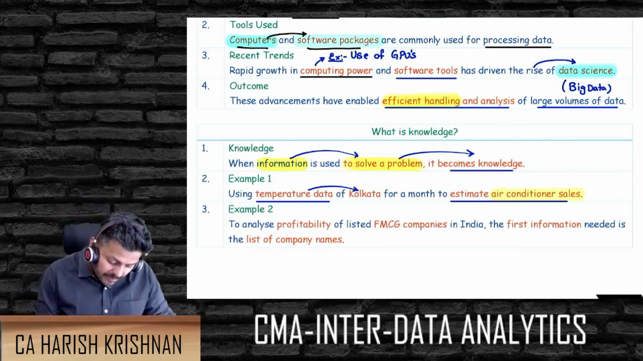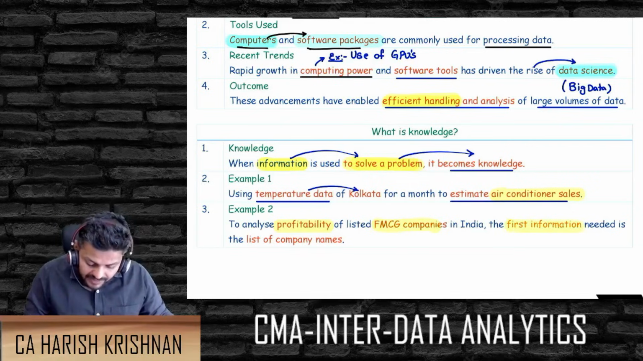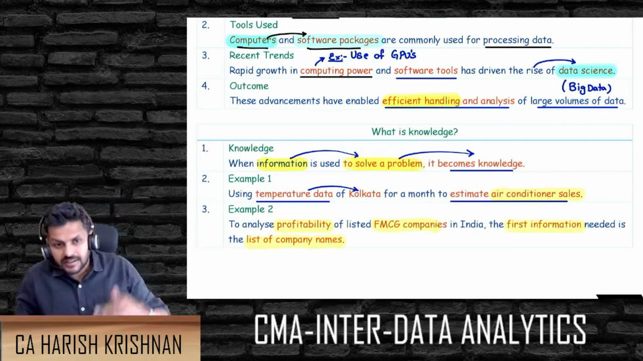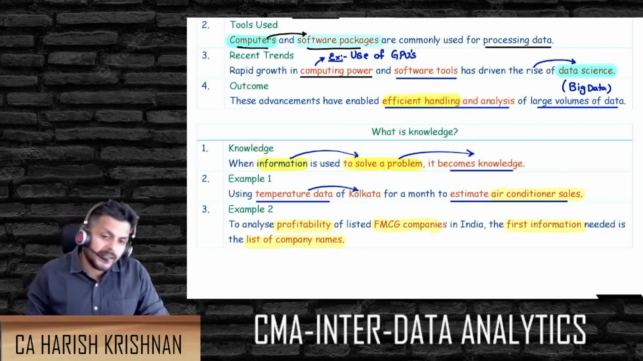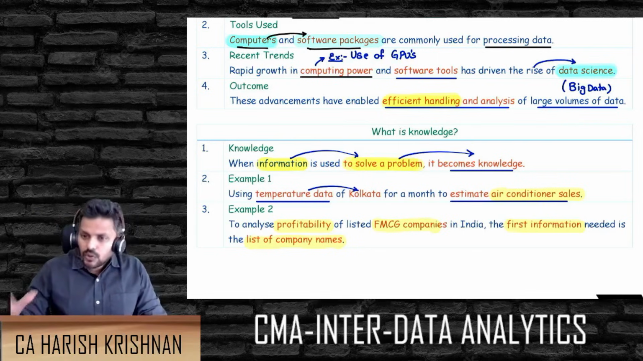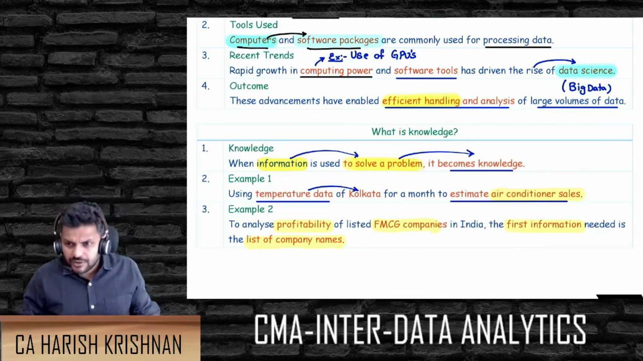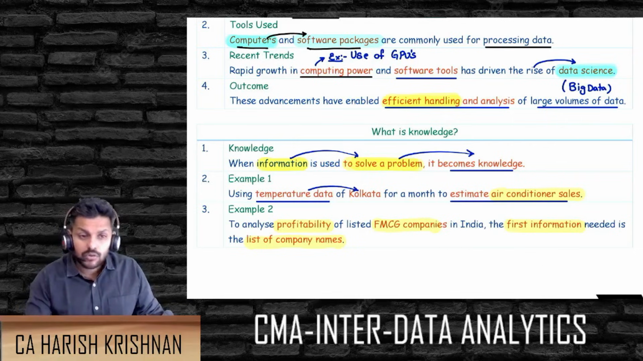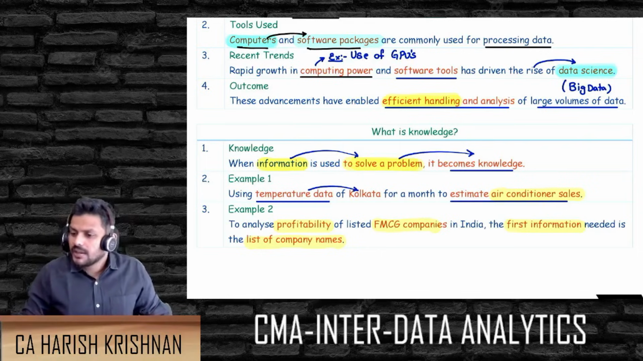Again, to analyze the profitability of FMCG companies in India, the first information needed is a list of company names. Not only FMCG, any sector. Stock market is another area today which uses a lot of data analytical or data processing tools. So in today's time, data analytics is not a far-fetched idea. People have so much data that can be used to make valuable information, and from there you can go about discussing various decision making aspects about the data.